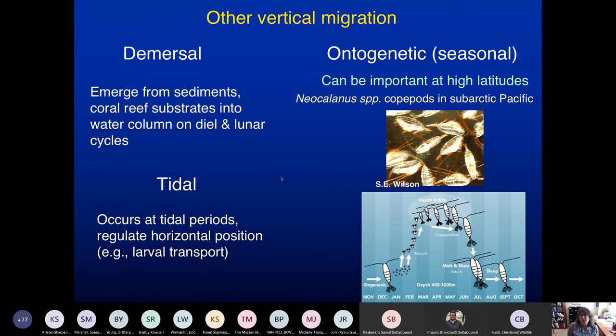There's also ontogenetic or seasonal vertical migration, and this can be particularly important at high latitudes. This is an example of a seasonal vertical migrator. These are large Neocalanus copepods in the subarctic Pacific that undergo a seasonal or life cycle migration where they're basically in the deeper waters, 400 to 1,000 meters depth, in the winter time, where they reproduce and the eggs hatch. They go through their different molting stages as they rise to the surface and arrive at the surface in the springtime in time for the bloom. They go through their copepodite stages, and then head back down to depth in the late summer, where they over winter again. So this is a life cycle migration that many zooplankton also go through.